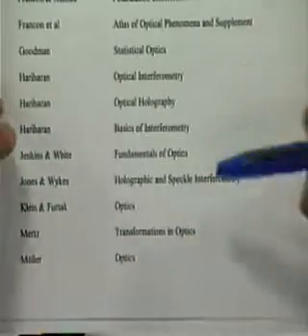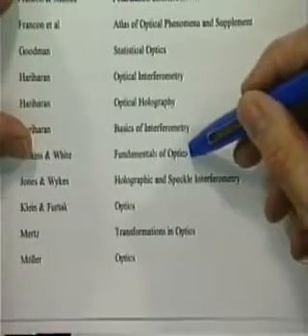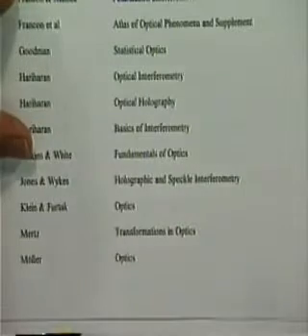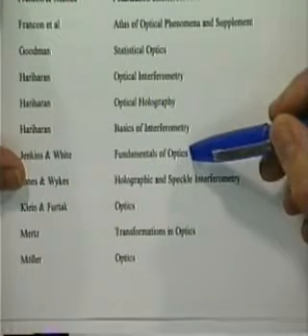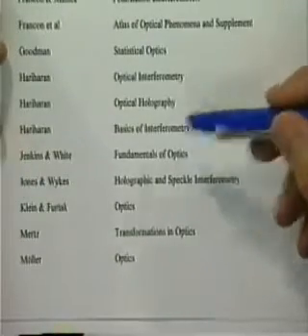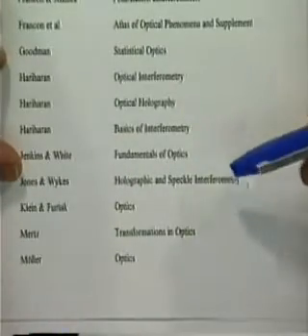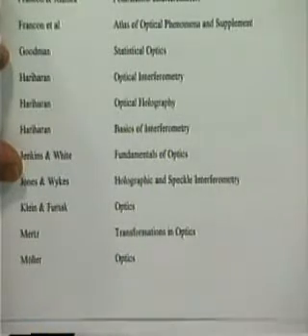An old book, probably should take off the list, but back when I was a kid, it was a great book: Jenkins and White, Fundamentals of Optics. It's sort of an old version of Heck's book, and nowadays I would use Heck instead of Jenkins and White. Jones and Wykes on holographic and speckle interferometry, interesting, but don't need it too much for this course.